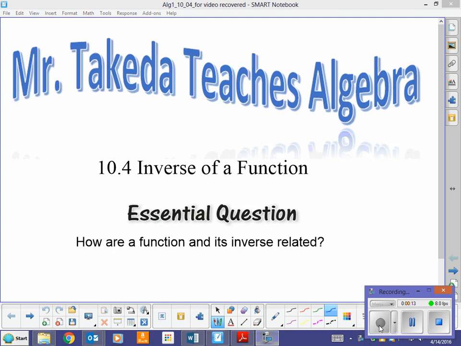This is lesson 10.4 on the inverse of a function. And we're going to ask the essential question: how are a function and its inverse related?